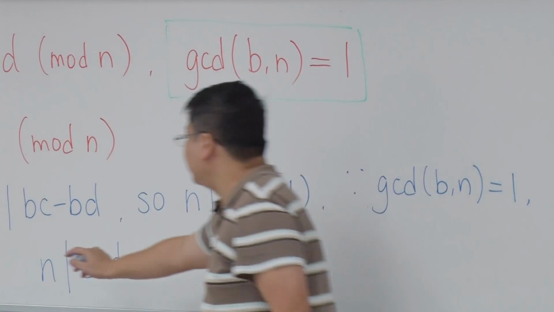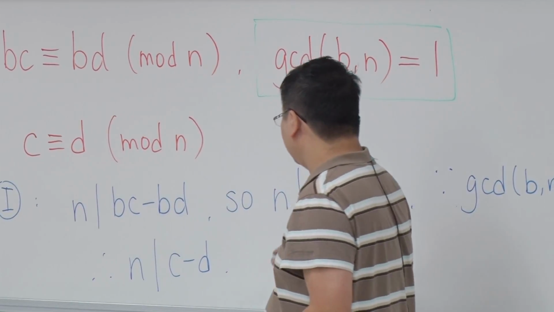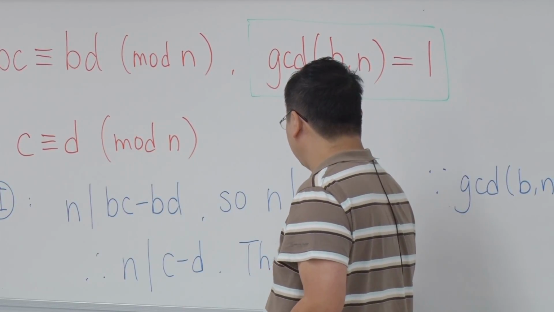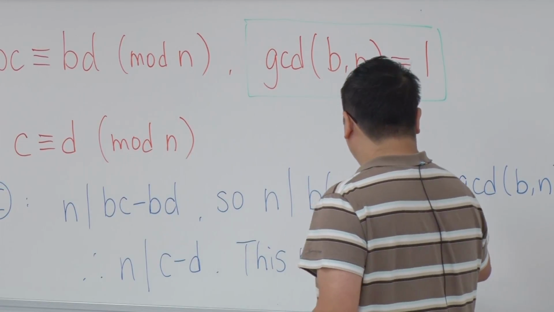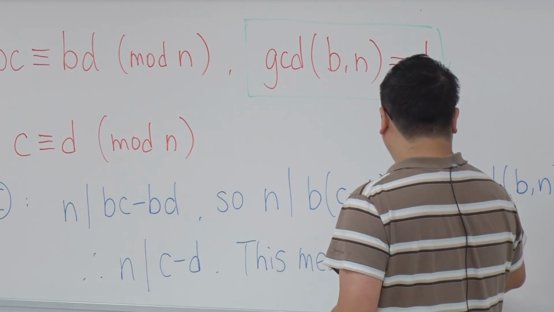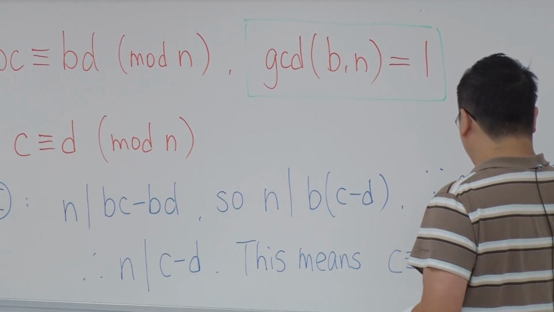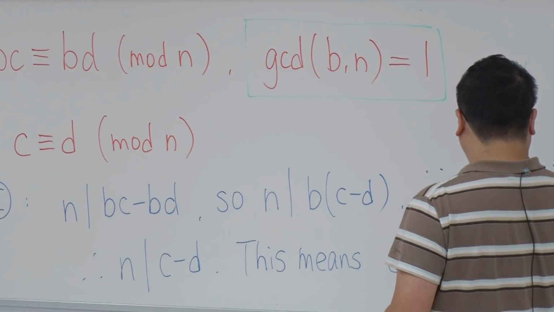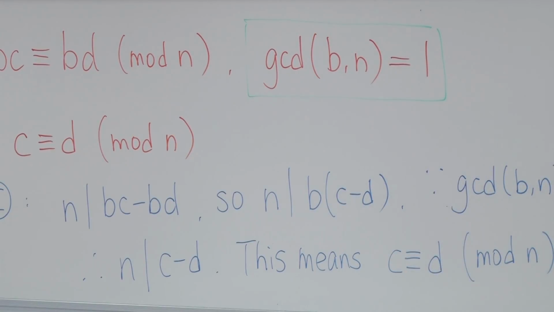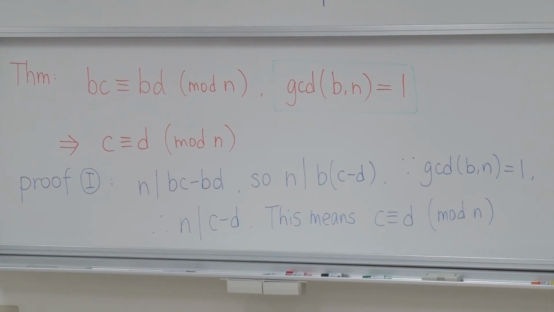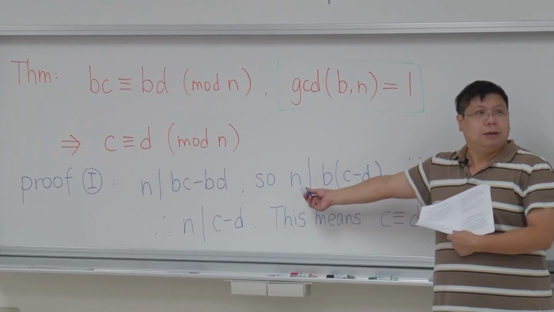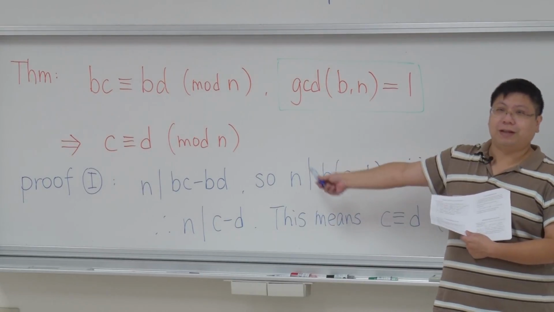Is that okay? So therefore, this implies, or this means, C is the same as D modulo N. Is that okay? So this result is what we have done before the exam.